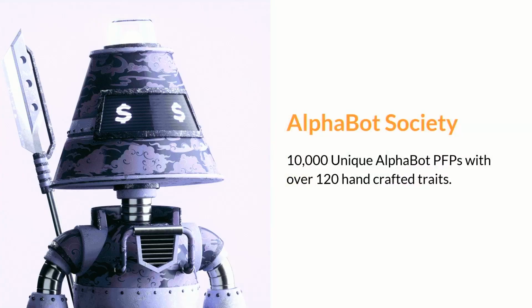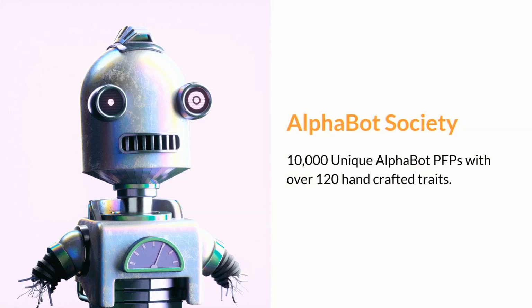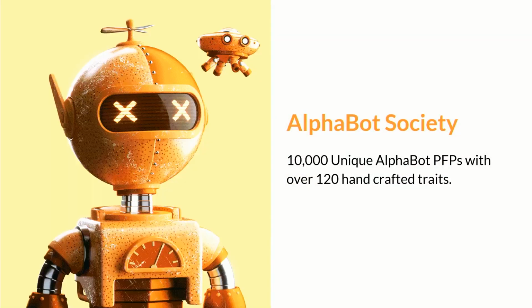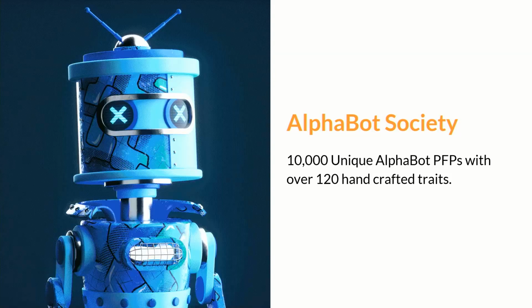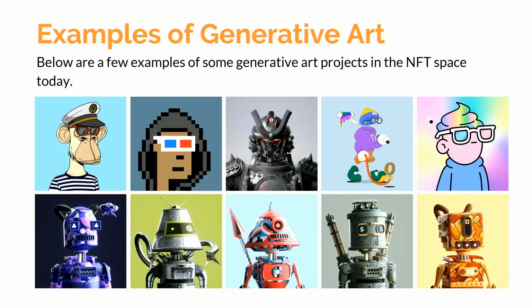So these are some samples from AlphaBot Society, my project. It's 10,000, like I said, and it's on Crypto.com, so feel free to check that out. Here are some examples of popular generative projects you may have seen, like the Bored Apes, the CryptoPunks, and the Doodles. This is one that I really like, the Invisible Friends, and then Mechaverse, and the ones at the bottom are samples from AlphaBot Society.